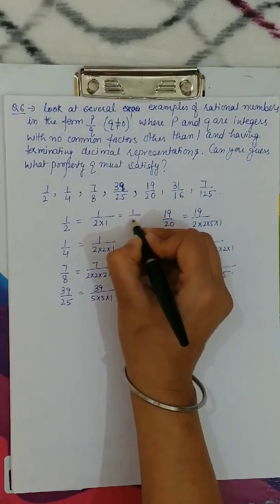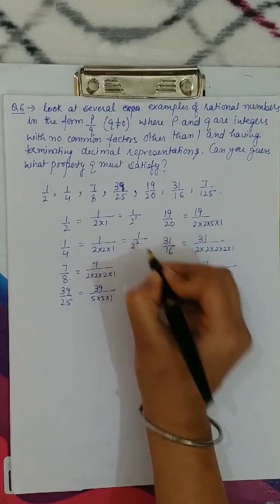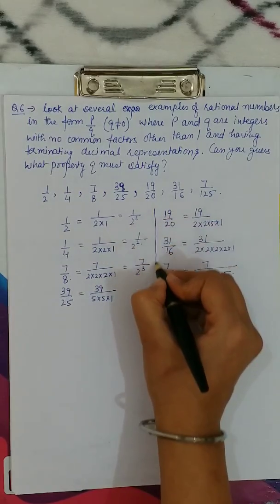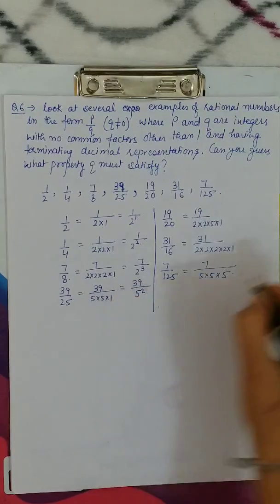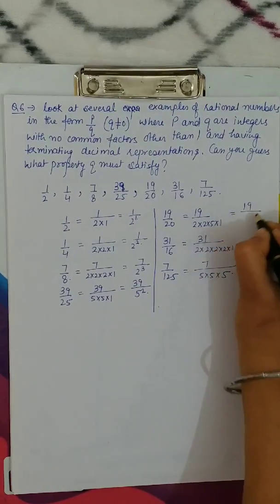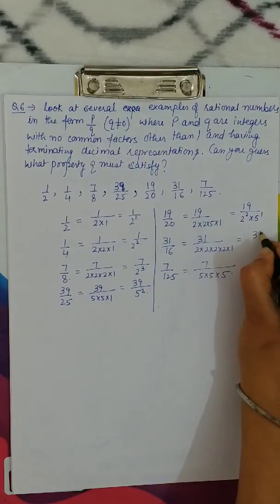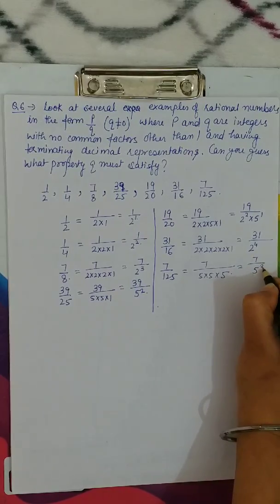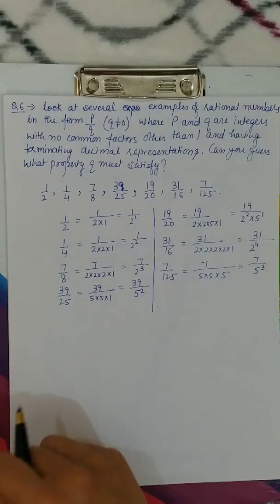Which can be written as 1 by 2 raised to the power 1, 1 by 2 raised to the power 2, 7 by 2 raised to the power 3, 39 by 5 raised to the power 2, 19 by 2 raised to the power 2 into 5 raised to the power 1, 31 by 2 raised to the power 4, 7 by 5 raised to the power 3. Now what you can conclude from this?